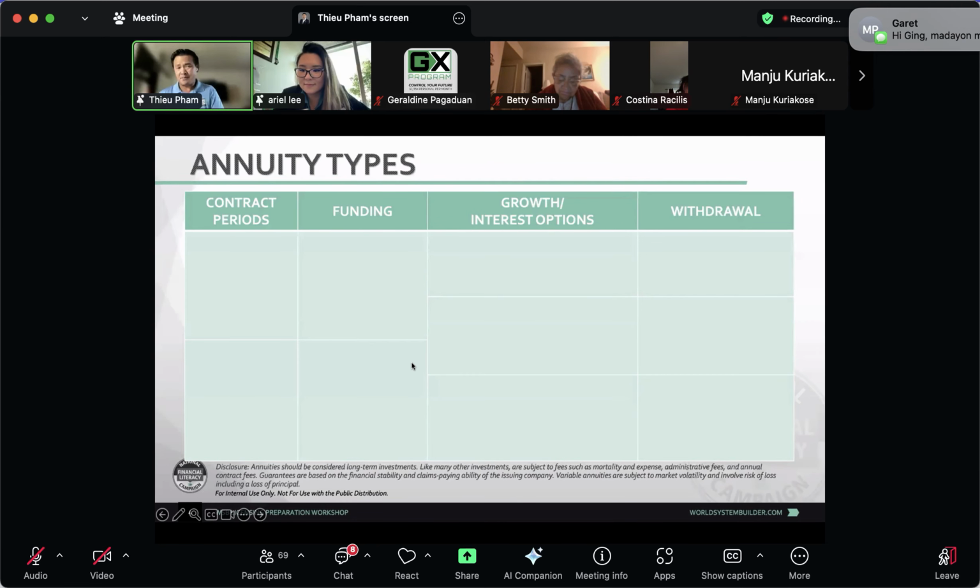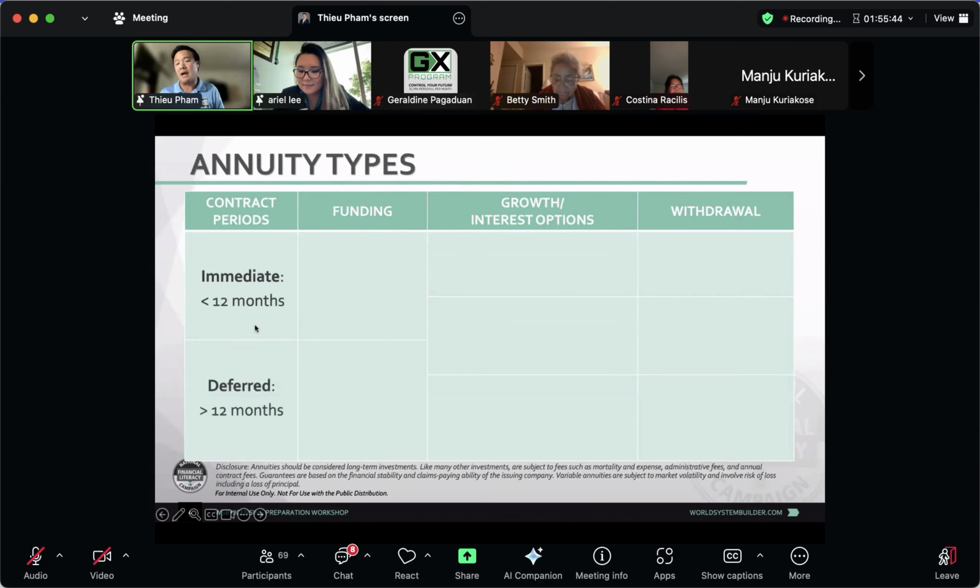There are many types of annuities, but in terms of contract period, there are two types on the test you want to know about. Number one is immediate. It's very simple. An immediate annuity is where you put 100,000 in, and within the first 12 months, you take money out right away, hence the term immediate.